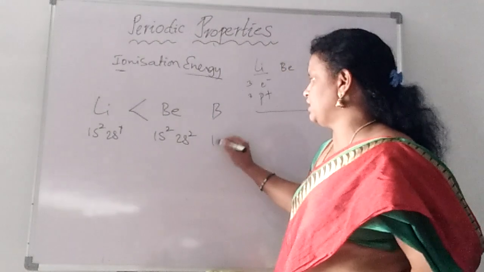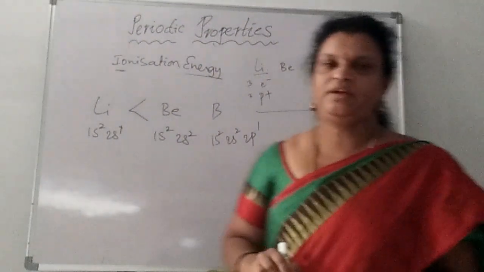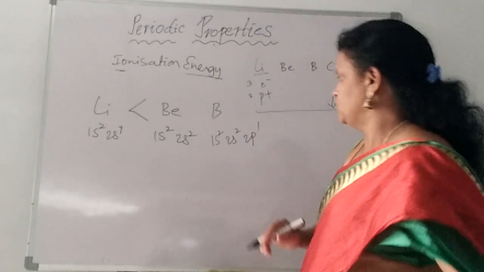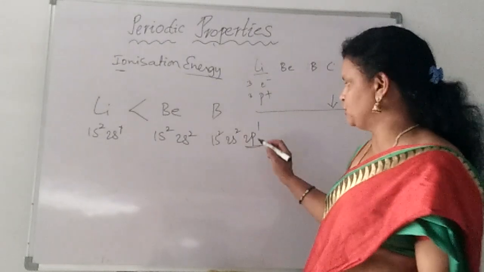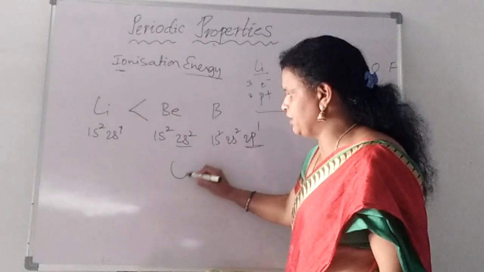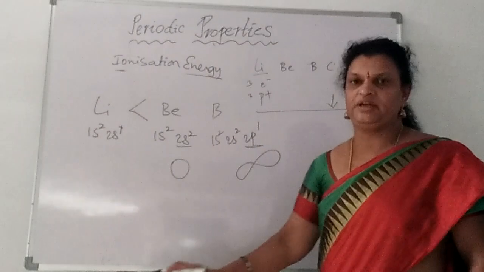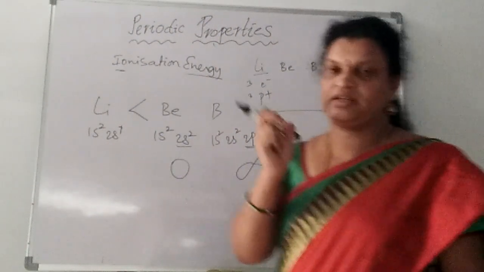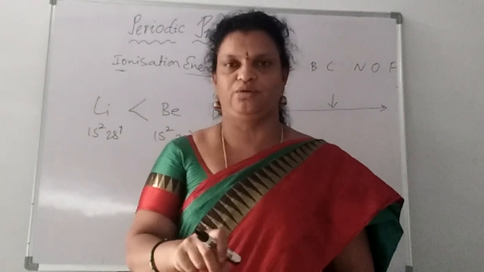Boron's atomic number is 5, so the electron configuration is 1s2, 2s2, 2p1. Here you want to remove the electron from 2p. Now if you see, the 2s shape is spherical, while the p shape is dumbbell. So what happens here is that the electron present in the p orbital is not attracted more towards the nucleus.